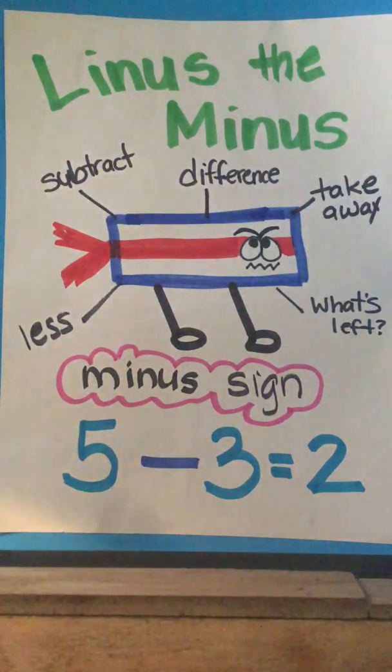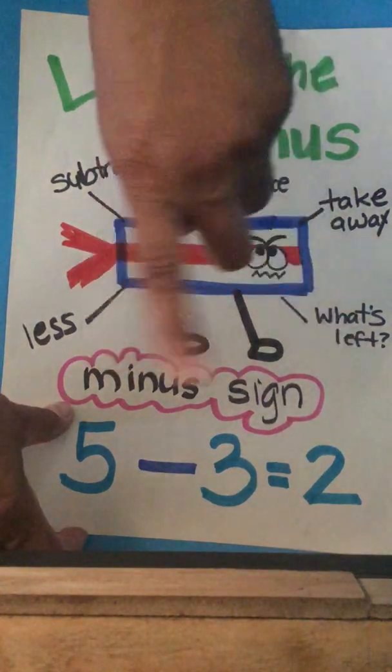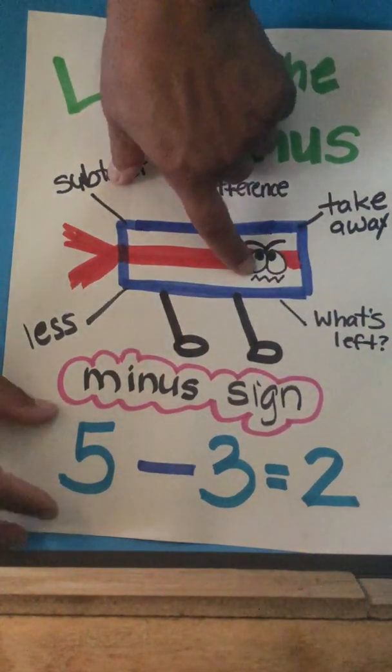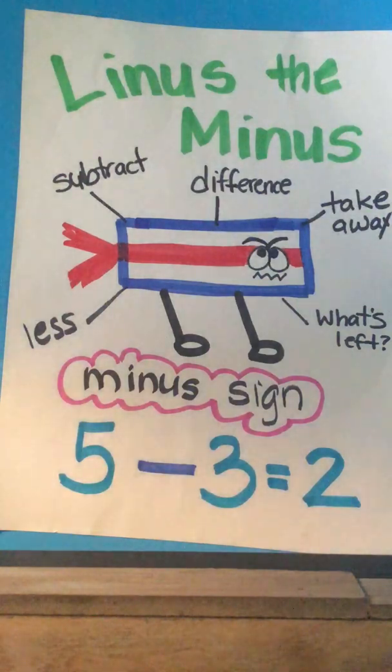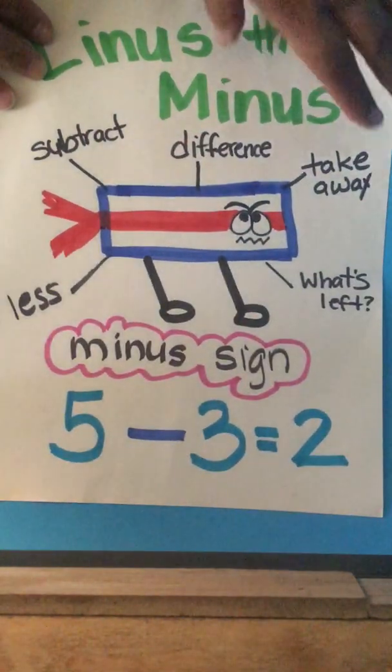Remember, no plus sign. Not today. Linus. And look, he's kind of grumpy because guess what? He likes taking things away. That's not cool, but it's okay. We need him for math. That's why he's a little grumpy, boys and girls. He takes things away. He's kind of grouchy.